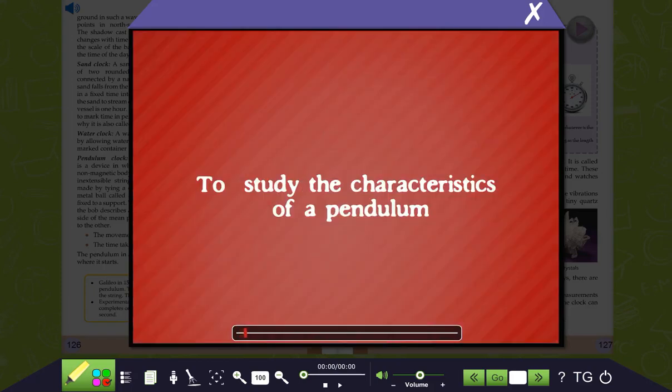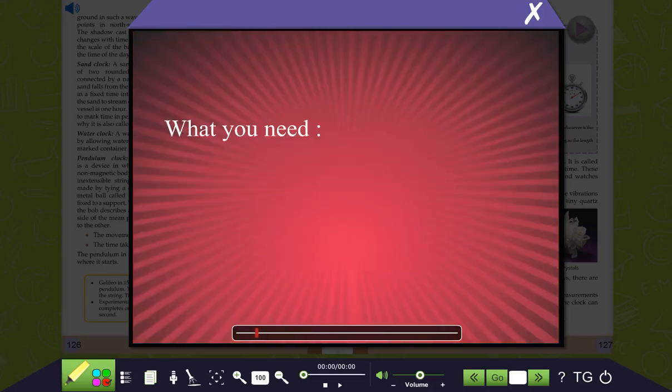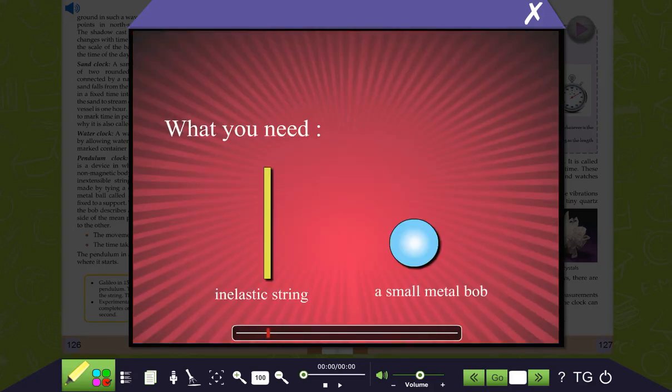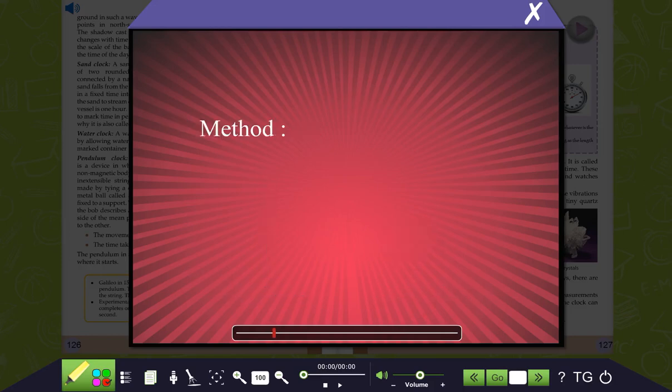Activity 2. To study the characteristics of a pendulum. What you need: an inelastic string, a small metal bob. Method: 1. Take a thread with a bob tied to its one end. Tie its other end to a fixed point.